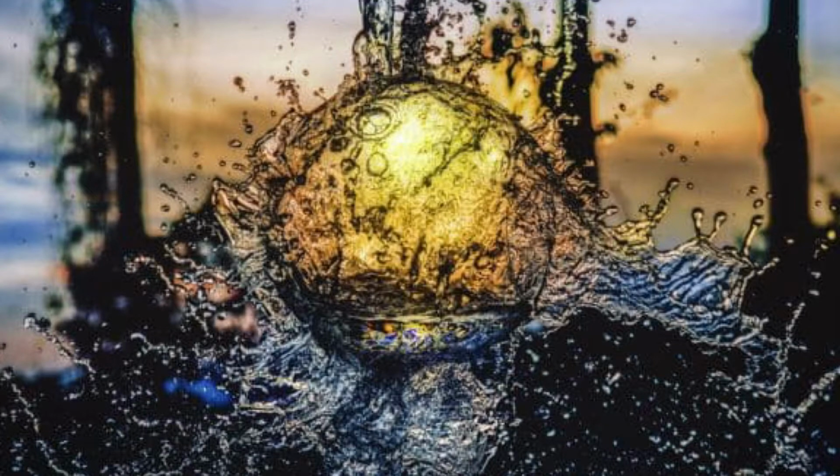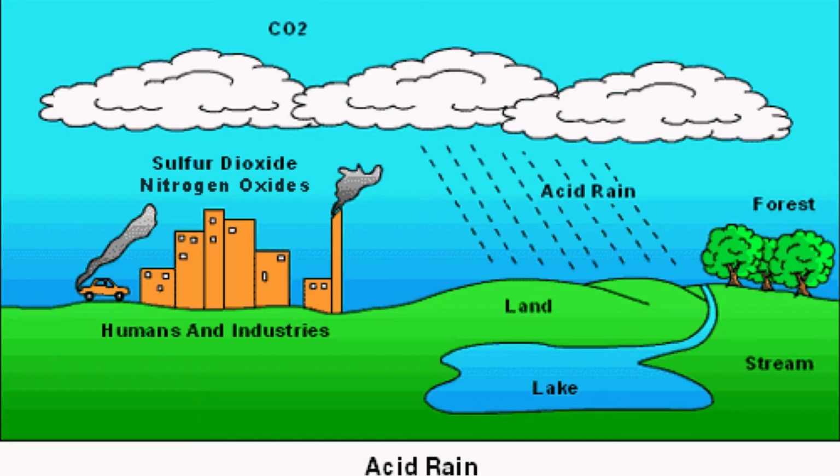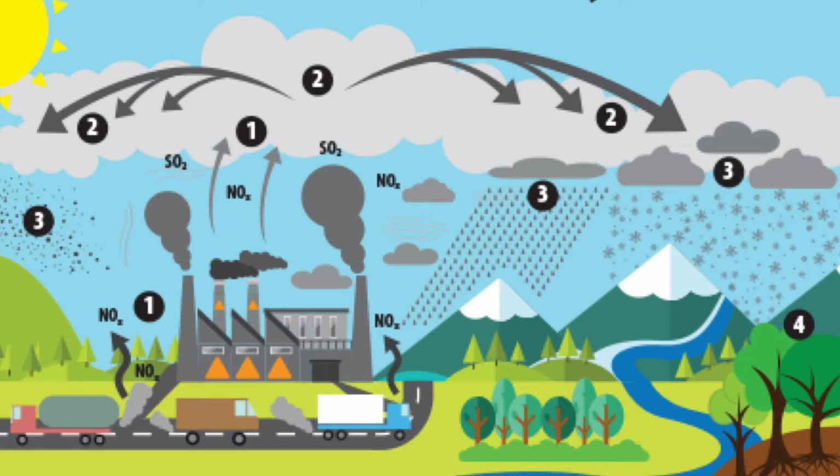The next one is acid rain. Acid rain or acid deposition is a broad term that includes any form of precipitation with acidic components, such as sulfuric or nitric acid, that falls to the ground from the atmosphere in wet or dry forms. This can include rain, snow, fog, hail, or even dust that is acidic.